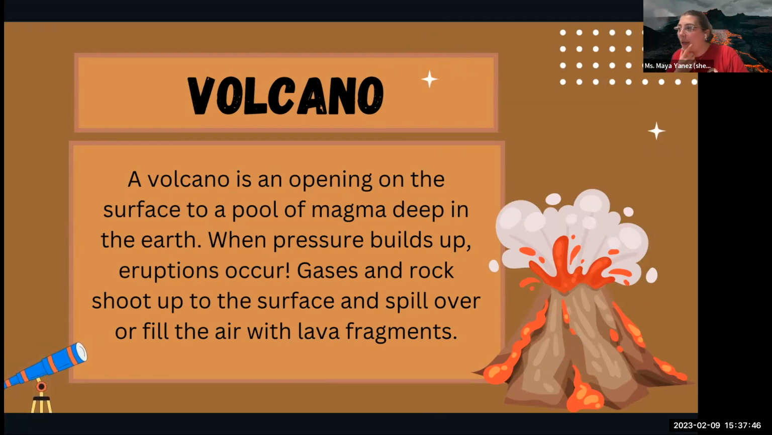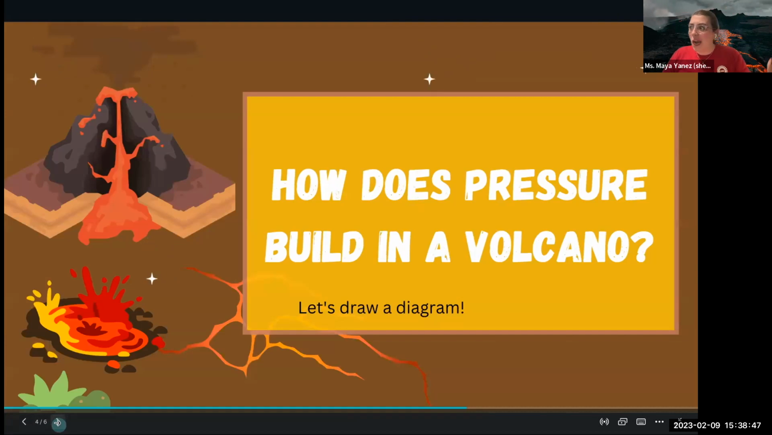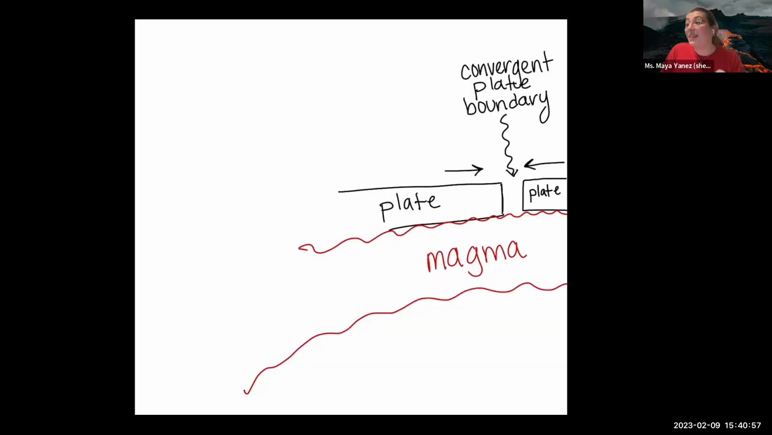Who remembers what magma is made of? Lava and magma, here's a secret, they're technically the same thing, but magma is molten rock that's underneath the surface, trapped inside Earth. The moment it comes out and is on the surface, then it's lava. How does pressure build in a volcano, right? A convergent plate boundary.